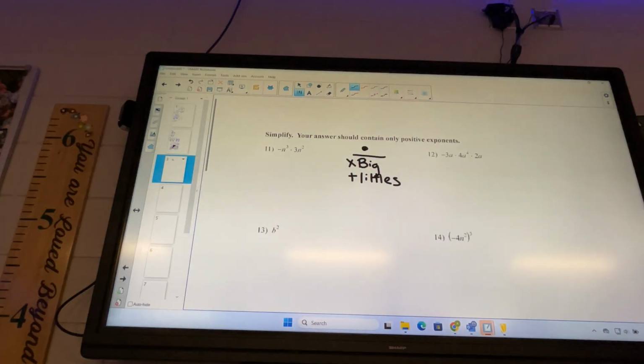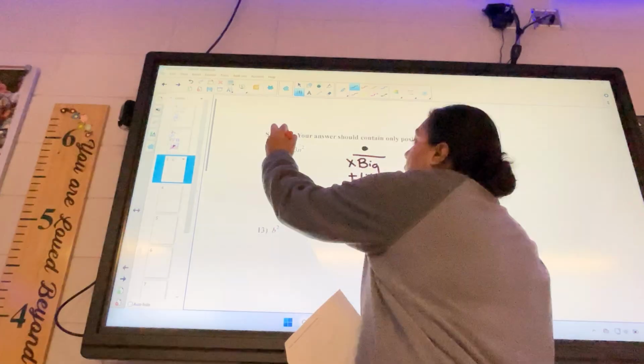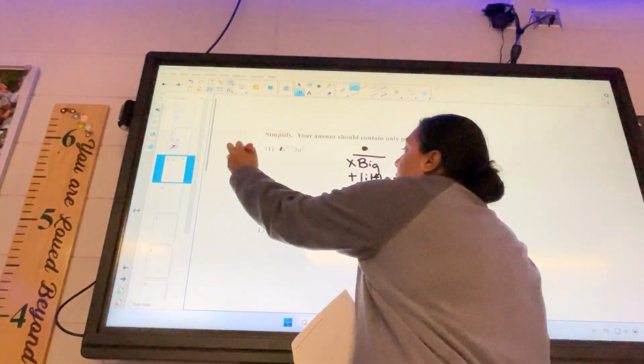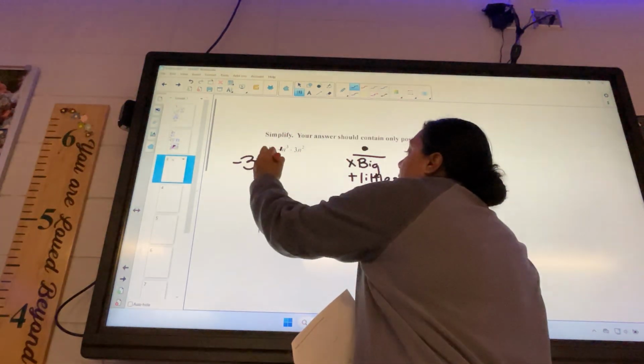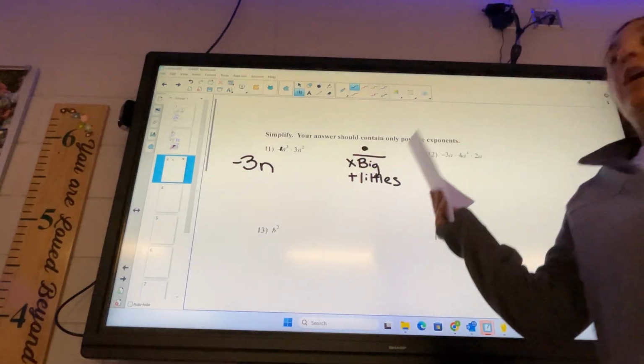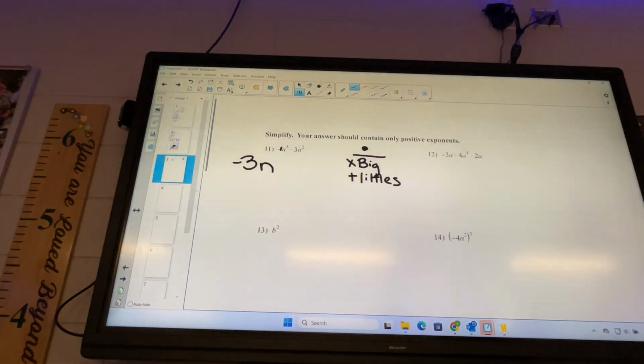Okay, so what are our 2 big numbers there on number 11? What are our 2 big numbers? -1 and a 3. So -1 times 3, what is that going to give us? -3. And then we're going to add up all the littles. So 3 plus 2. 5.